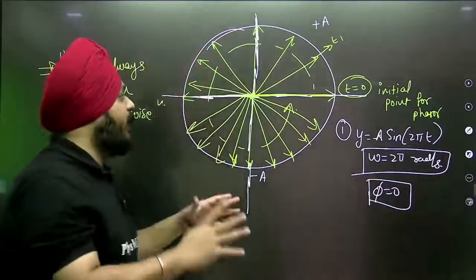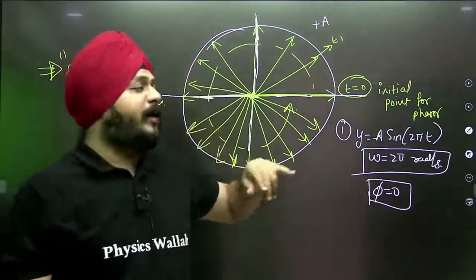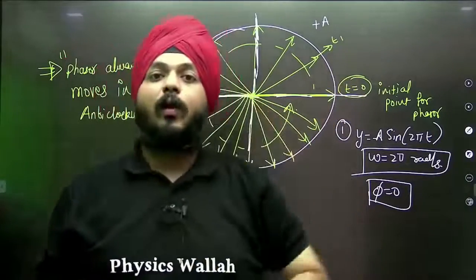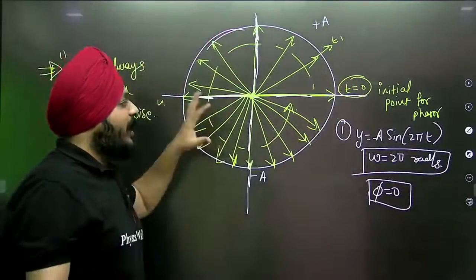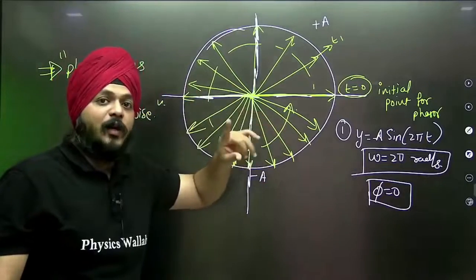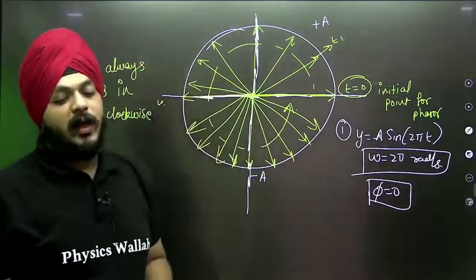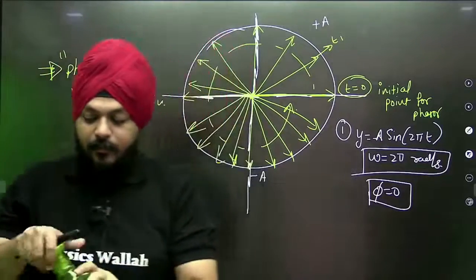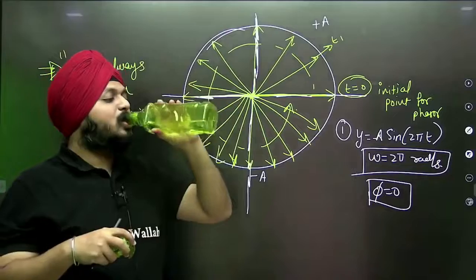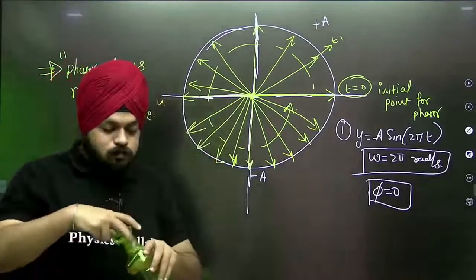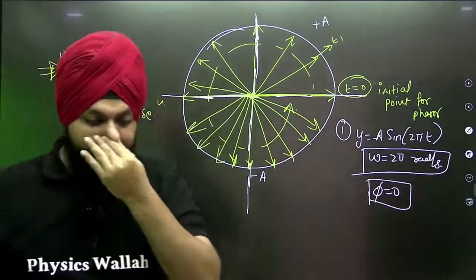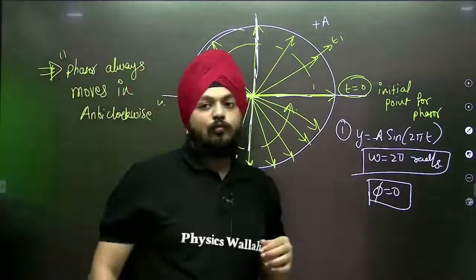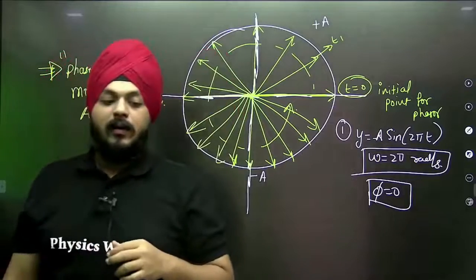The same thing is true for a phasor. It is always calculated with respect to the positive x-axis and in the anti-clockwise direction. It always rotates. As I said, a phasor rotates with the angular velocity omega, but it always rotates in the anti-clockwise direction. Phasor, right?